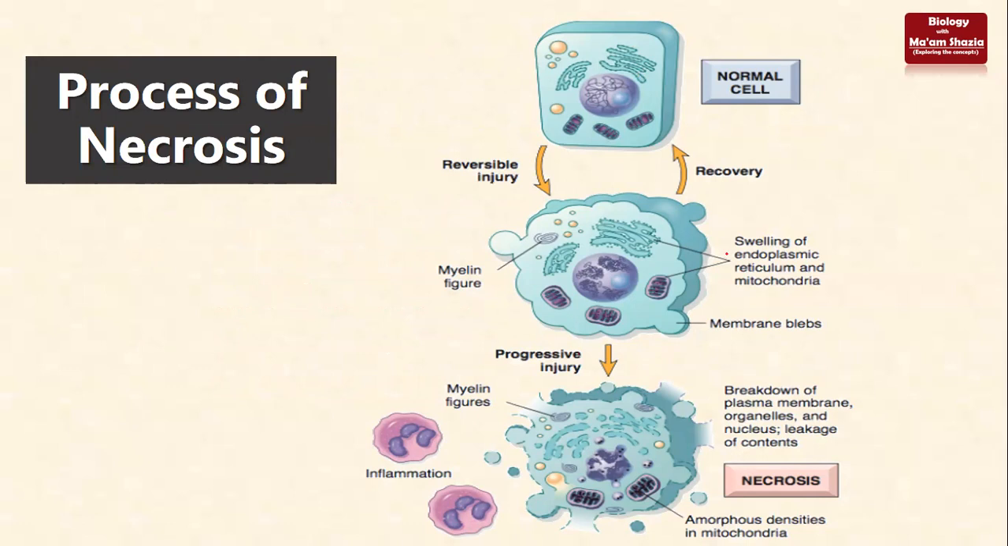Then swelling of the endoplasmic reticulum and mitochondria. All of the organelles swell, and then the membranes get blebs, as we have seen blebs formed in apoptosis as well, and progressive injury, breakdown of the plasma membrane, organelles, nucleus leakage, and everything. Inflammation will cause the movement of macrophages or white blood cells towards this cell, showing you the presence of inflammation, and this necrotic material is going to damage the other cells as well because of the harmful material.